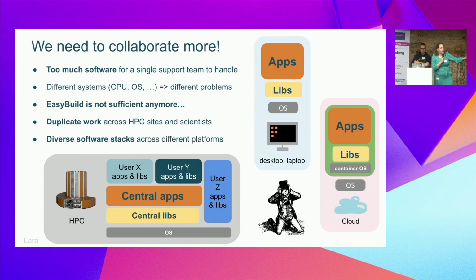So all the systems are having the same problem because they're all on an island. And so for each system, they have to start almost from scratch to build this software. There are many different cases on each system, so they run into different problems. EasyBuild also, although it automates a lot, is no longer sufficient to keep up. And a lot of duplicate work is being done.